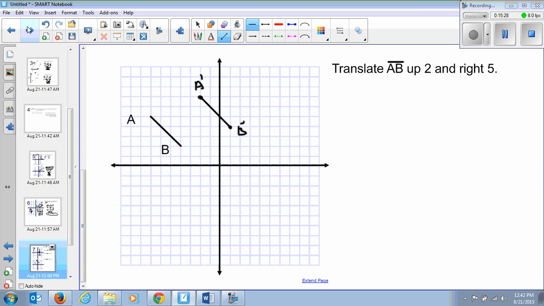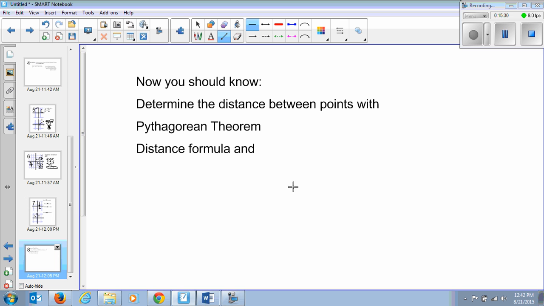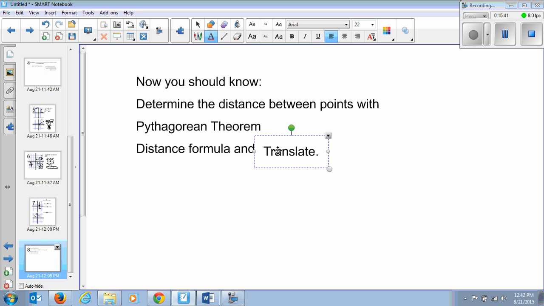All right, that is it for us today. Now you should be able to determine the distance between points with the Pythagorean theorem, the distance formula, and we also want to be able to translate a line from one place to another.